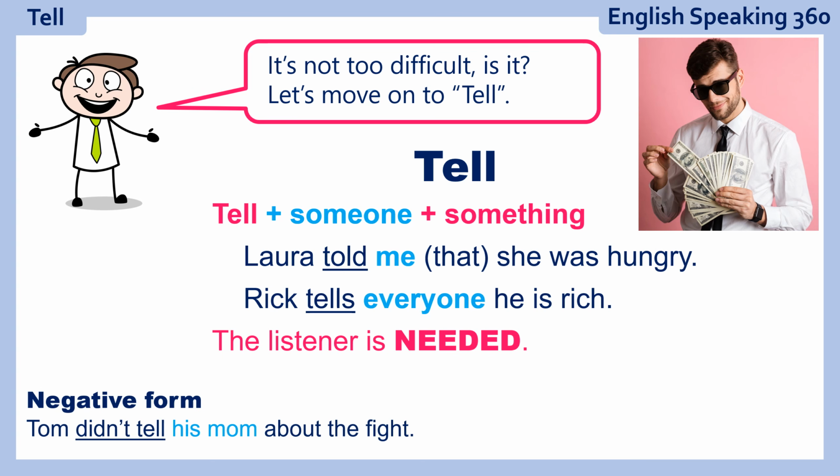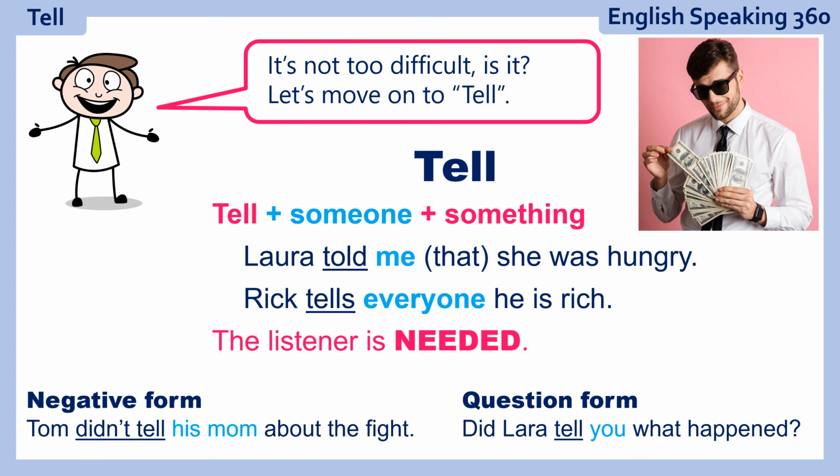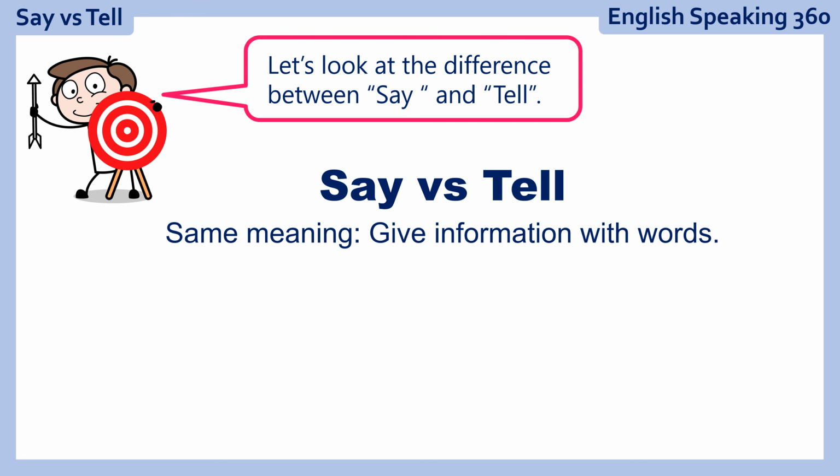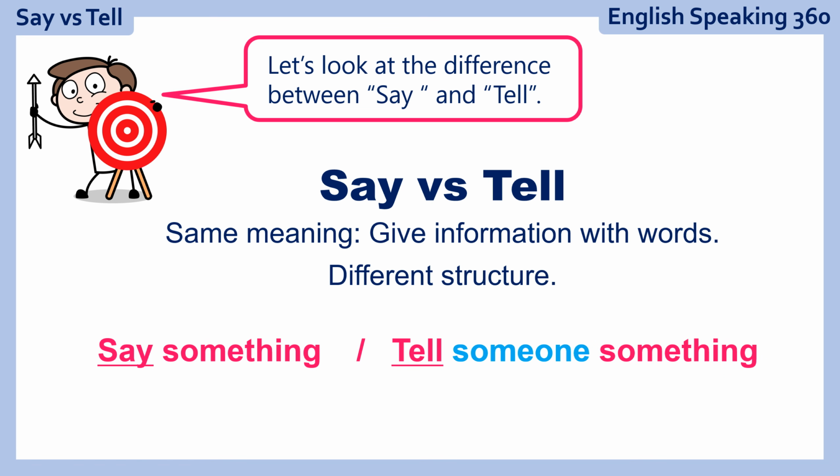Here's the negative form. Tom didn't tell his mom about the fight. The question form. Did Laura tell you what happened? Let's look at the difference between say and tell. That's important right here. They have the same meaning. It means to give information with words. Now, the structure is different, however. Say something and tell someone something.